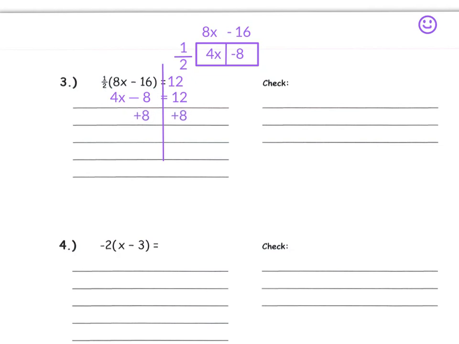Whatever I do to one side, I have to do to the other. And then we have negative 8 plus 8. Negative 8 plus 8 is 0, so I'm left with 4x on the left side. And 12 plus 8 gives me 20.